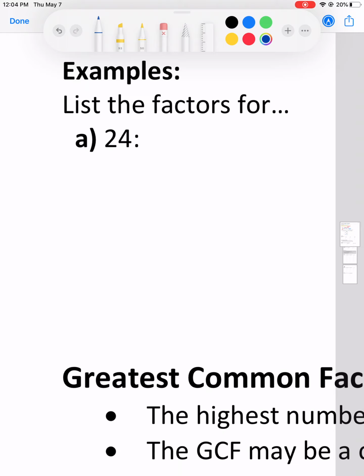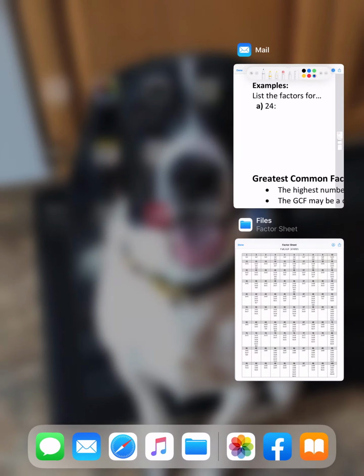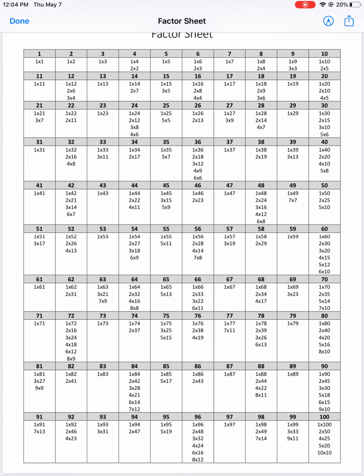Doesn't mean other people are not going to get it. It's just you're going to know it faster. One thing I'm going to provide you with is a factor sheet.